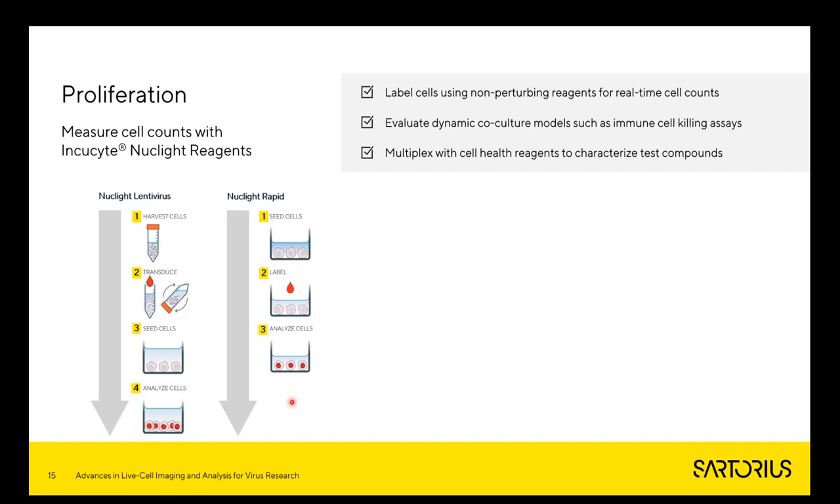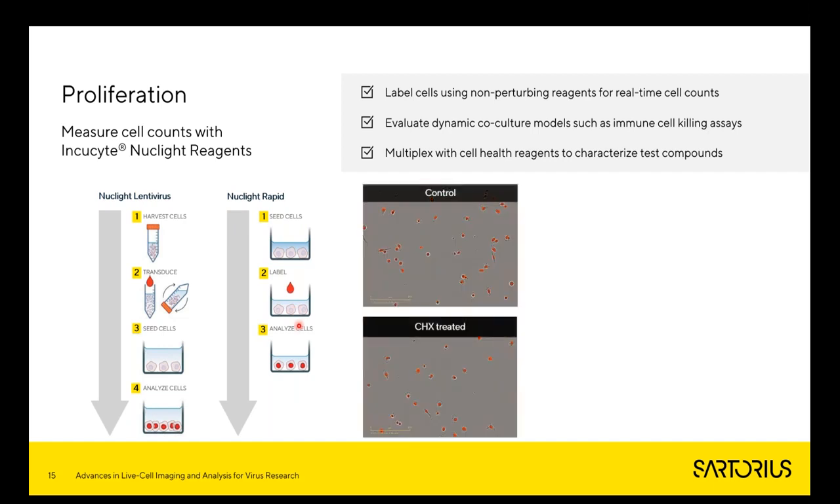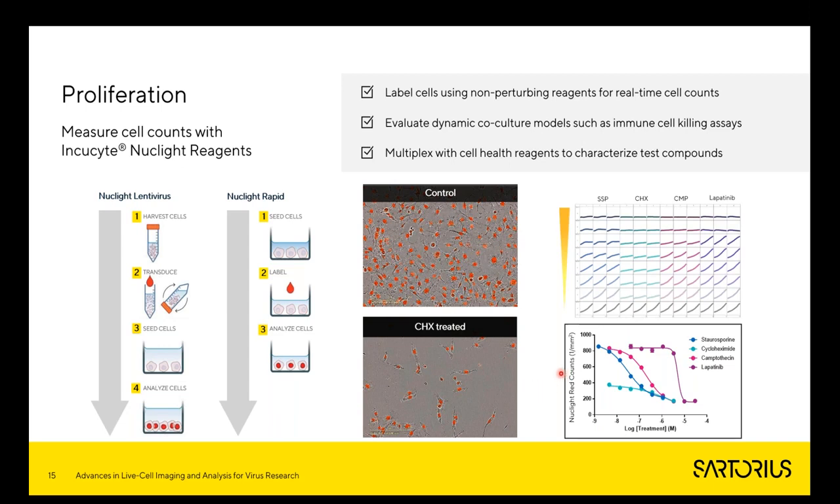It's also possible to perform labeling in a more transient approach by using the Nuclight Rapid reagents. Essentially, this allows us to perform a quantitative cell count by segmenting each individual RFP positive nucleus using the Incucyte basic analysis software. This way, we can obtain the number of cell counts in an assay, which can be useful as a quantitative readout when, for example, performing compound screens or antiviral compound screens, or when performing virus infection assays using a tagged virus.